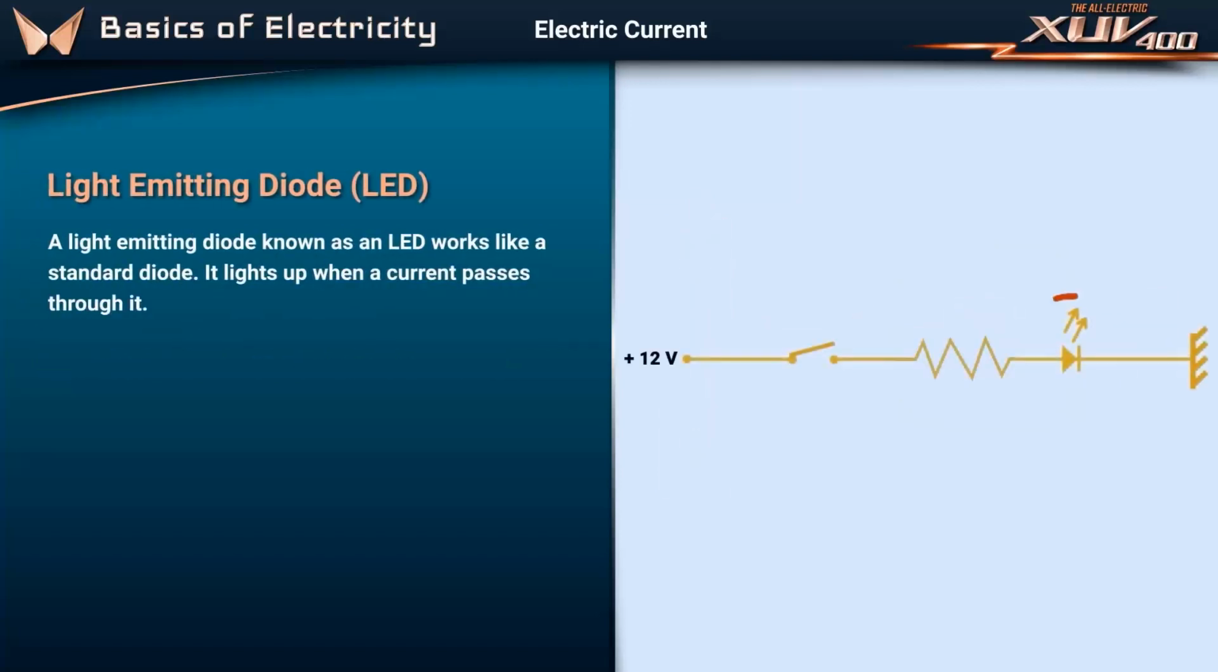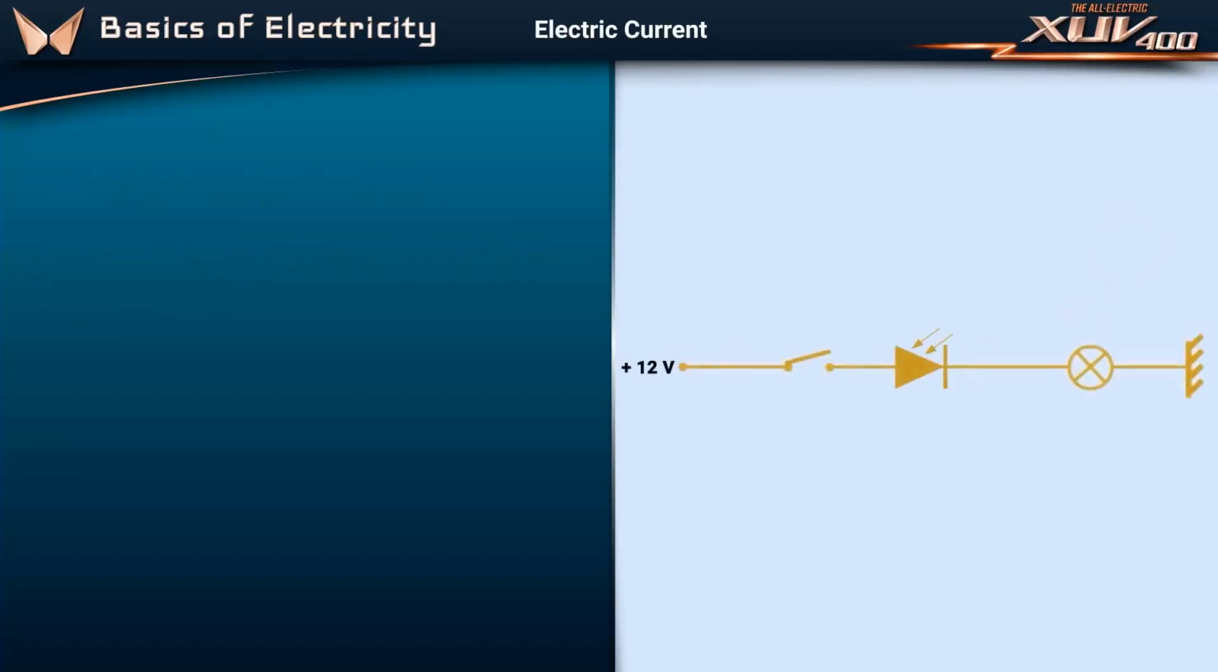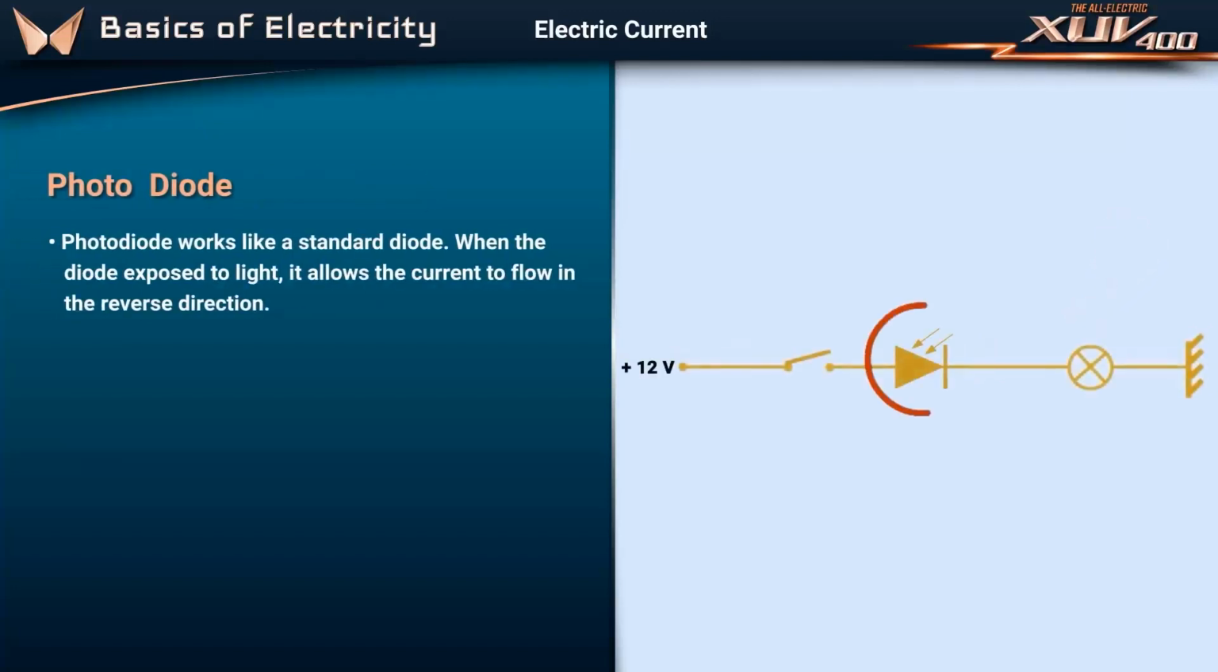Light-emitting diode. A light-emitting diode, known as an LED, works like a standard diode. It lights up when a current passes through it. Photodiode. A photodiode works like a standard diode. When the diode is exposed to light, it allows the current to flow in the reverse direction.